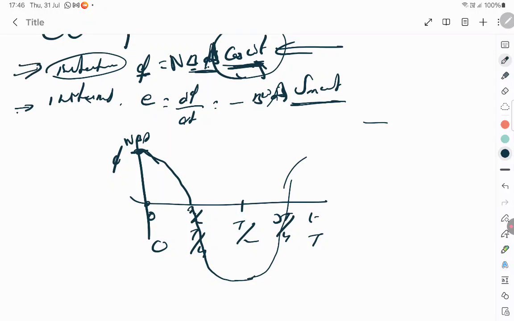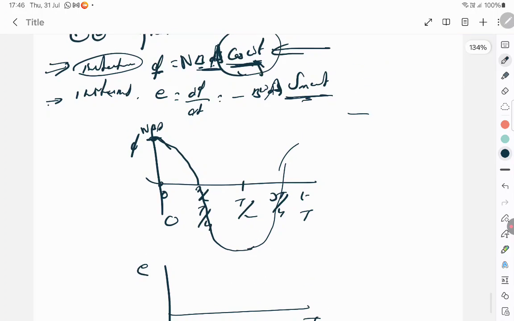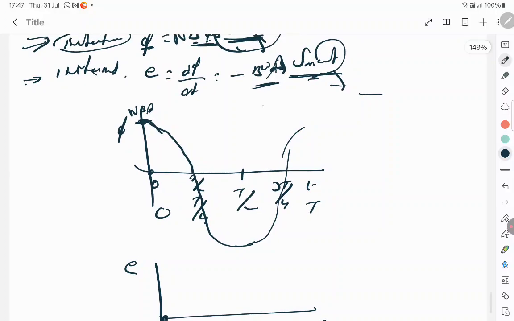Now let's do the EMF graph. You can do a separate graph for EMF, or you can do it in the same graph also. It's a sine graph, and sine 0 is 0, so you should start with 0. And sine 90 is 1, so you get minus B omega A.